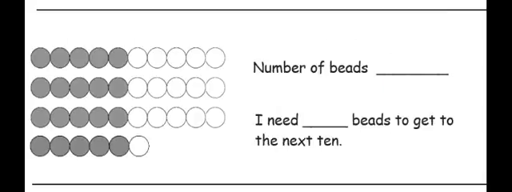Here's another example. This time I have 3 full rows of beads, so that would give me 30, and then I have 6 more on the bottom row, so I have a total of 36 beads. And now you can see by the 4 empty spots that I would need 4 beads to get to the next 10, which would then give me 40 beads in all.